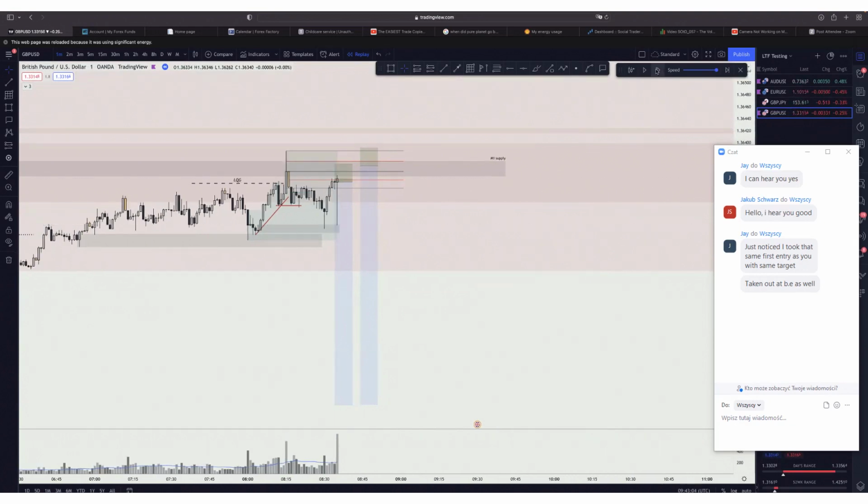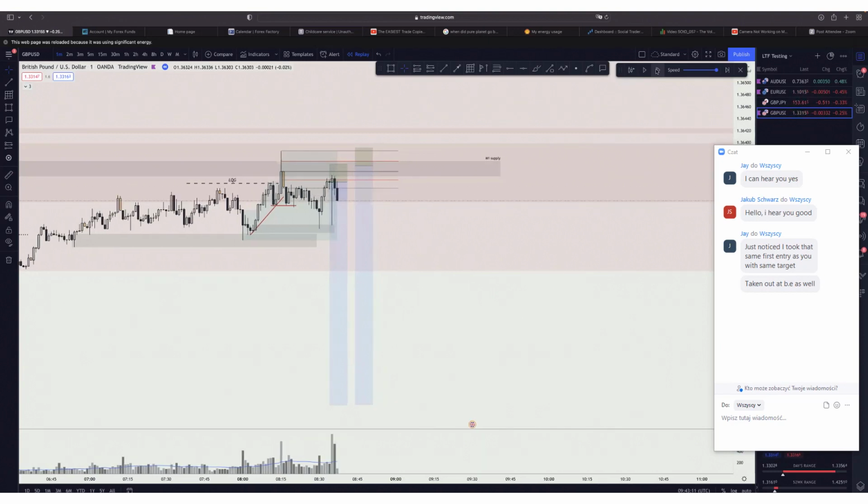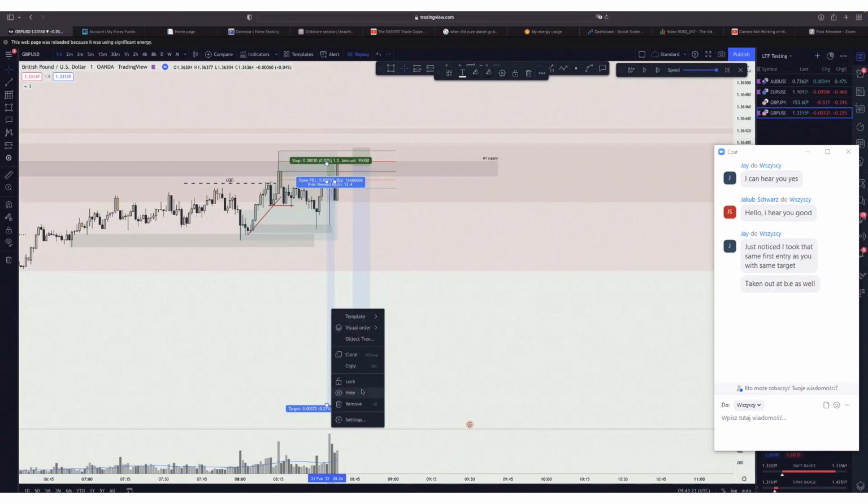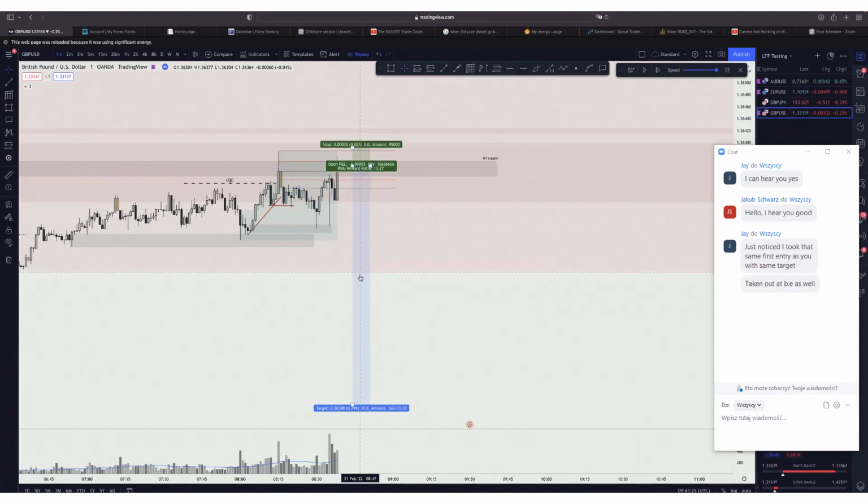Okay, what is that? Crazy. Right, so I would have taken a loss on the first one, but I would have been tagged in. So I'll just delete that so it's a bit cleaner.